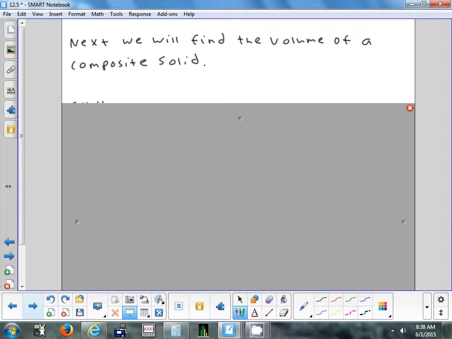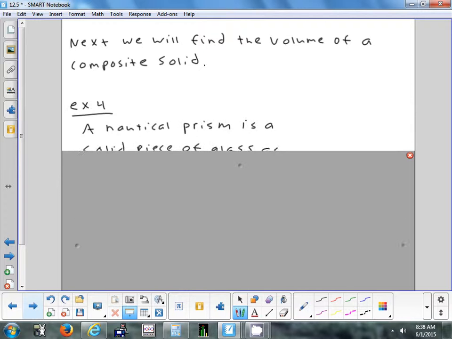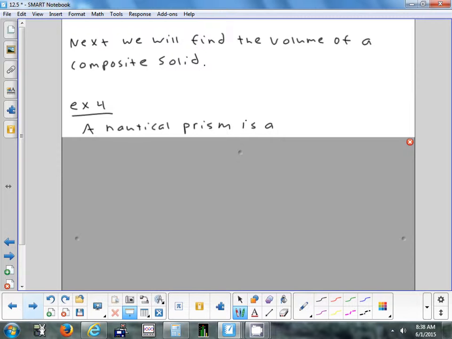Next, we're going to find the volume of a composite solid. Composite solids are when you take 2 shapes and put them together. This is the example I was telling you about that you can see on ships. It's called a nautical prism. Anyone ever seen a nautical prism before, or know how they're used? Can you explain to me how it works? Maybe tell direction.